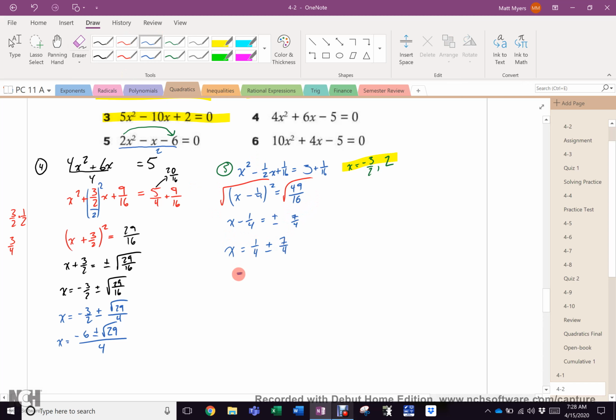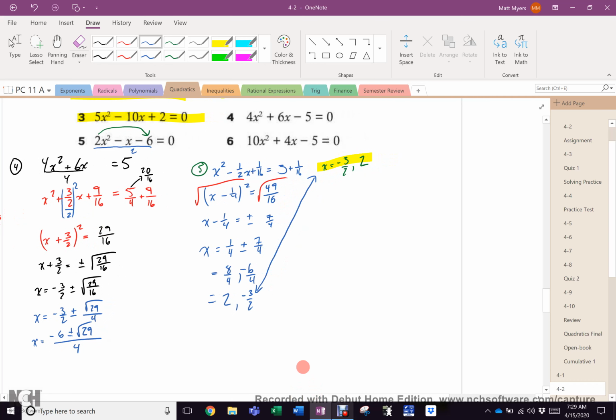Well, 1/4 and 7/4: 1 plus 7 is 8/4, and 1 minus 7 is negative 6/4. 8 divided by 4 is 2. Negative 6/4 is negative 3/2. And you see we get the same answer. But I would argue factoring is a little simpler and quicker. So it's up to you. If you see the difference, you can do that.